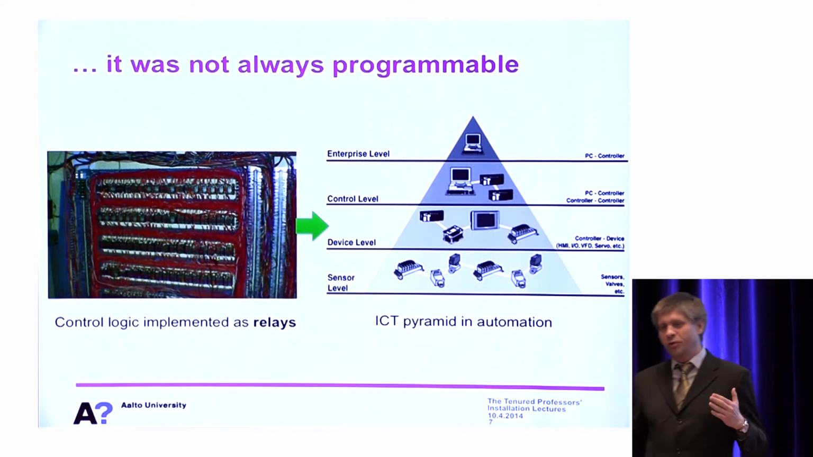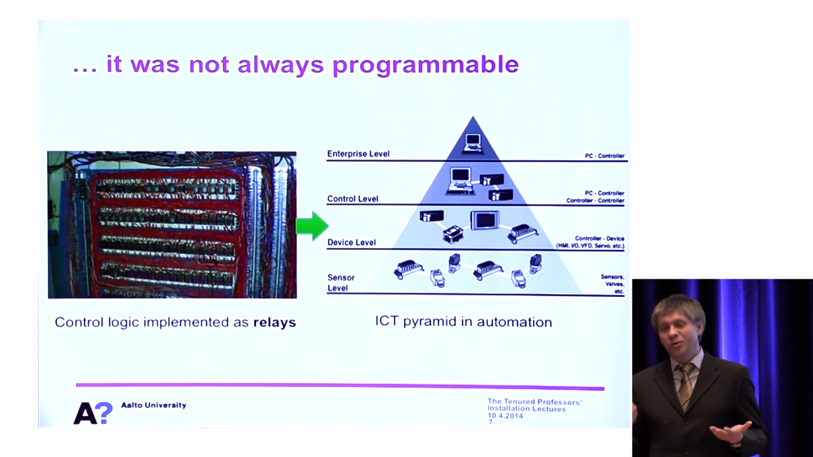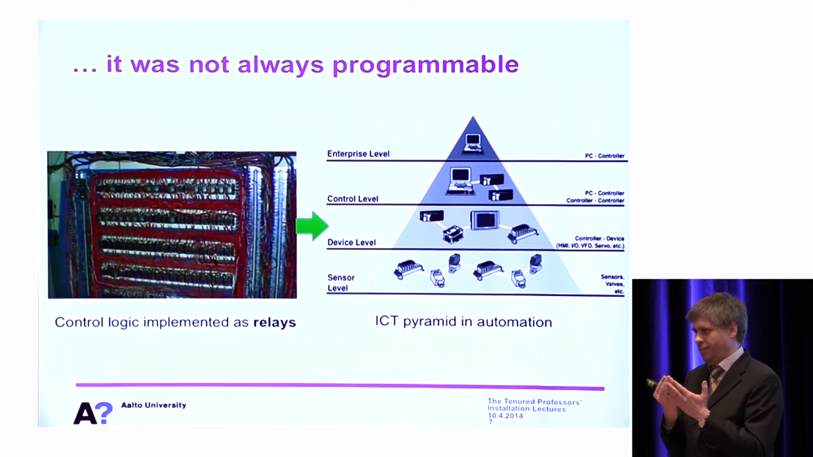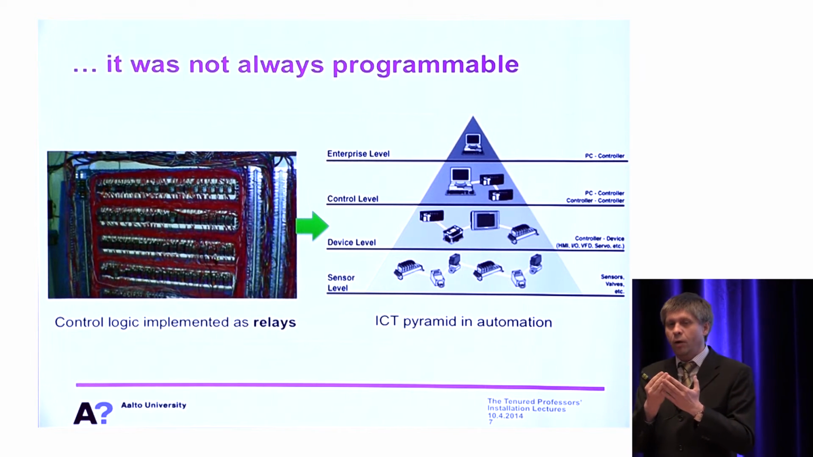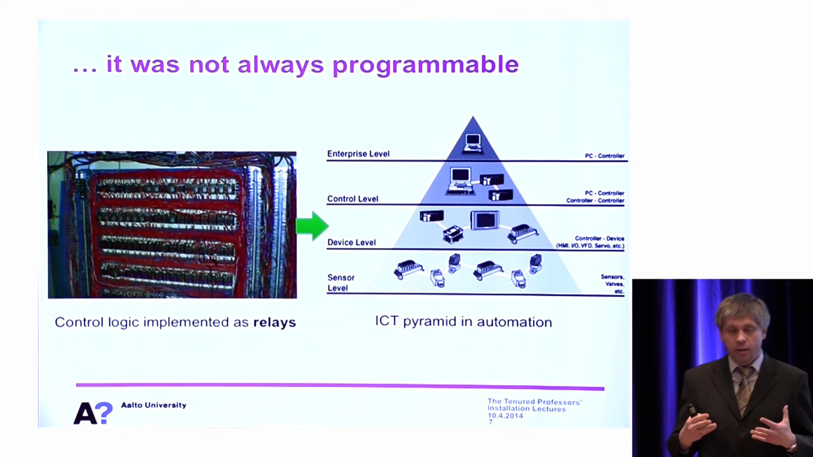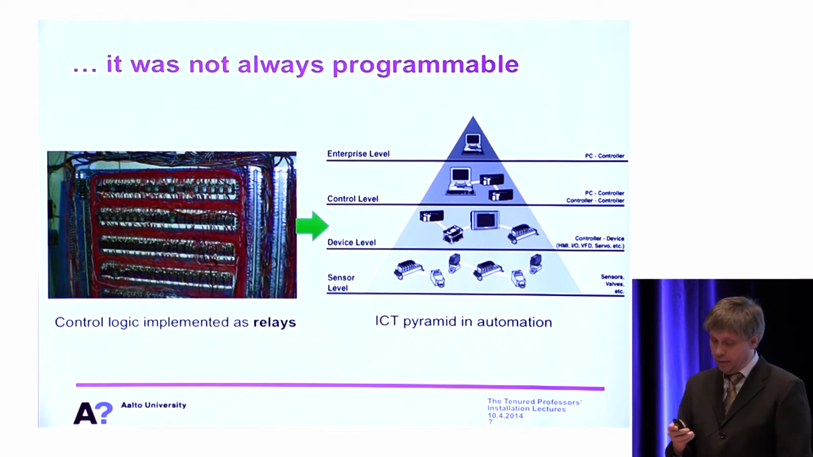It has grown into a pyramid. It's almost like an Egyptian pyramid, and it's called the ICT pyramid in automation, where on the low level we have sensors and actuators, and on the top level we have business logic. So that is the way modern, highly automated plants are organized and operate.